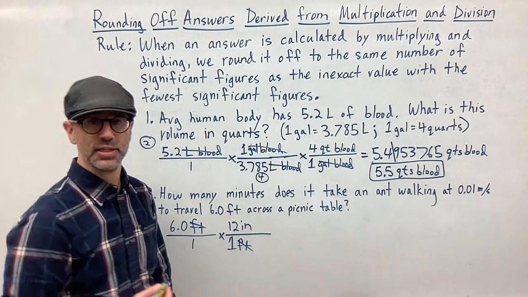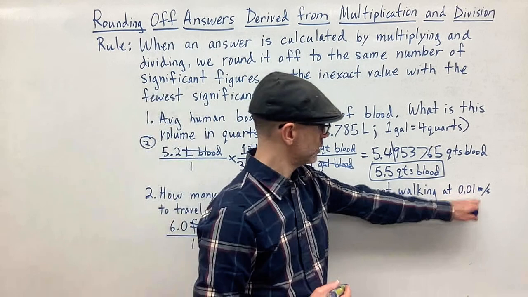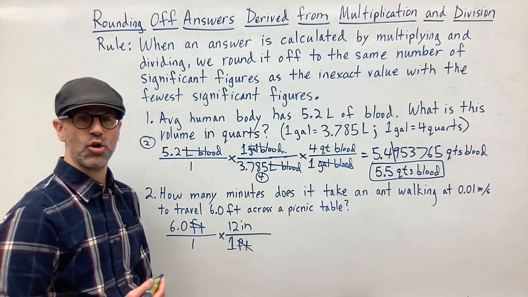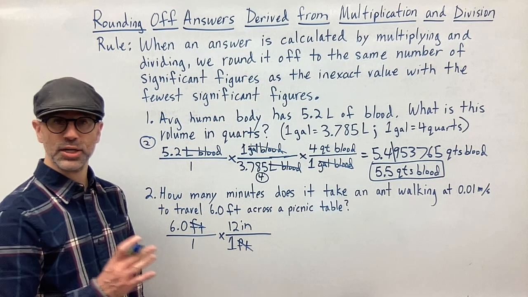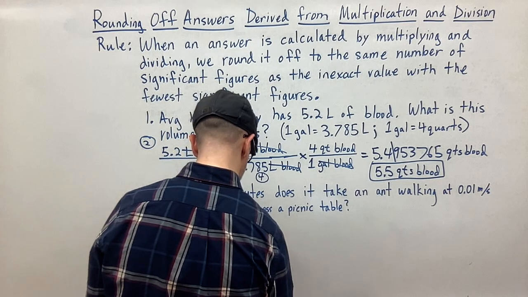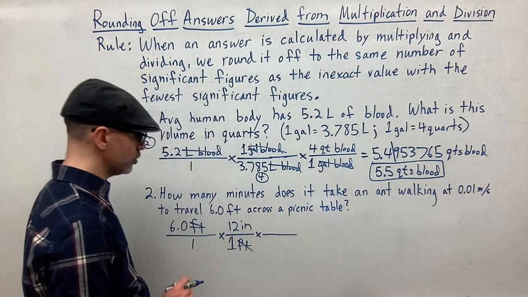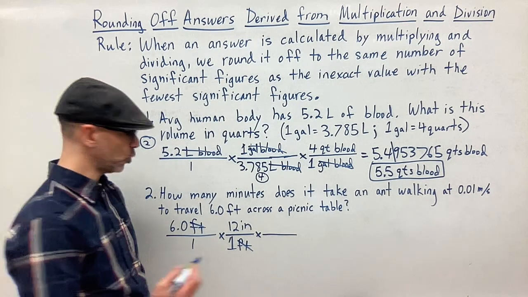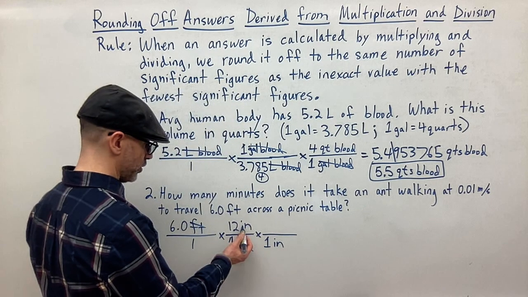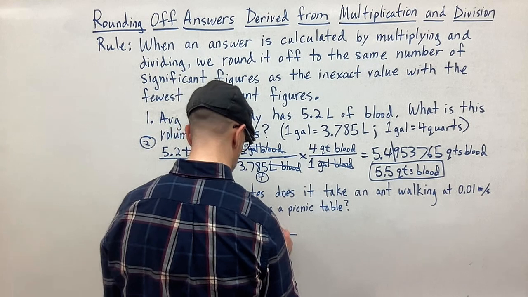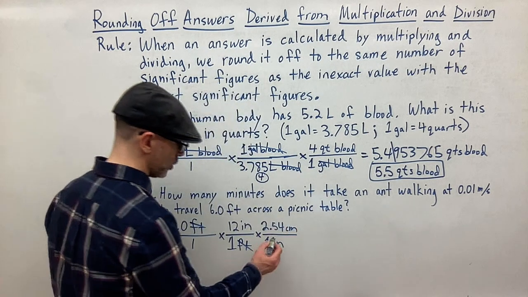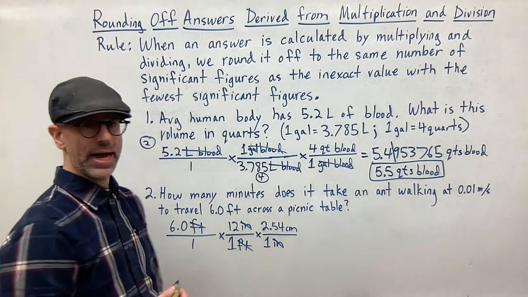Now I have inches. I want to get to meters, so I can do that by first converting to centimeters, since I know what the relationship between centimeters and inches are. And so that's going to be 2.54 centimeters is equal to 1 inch. So I'm going to put 1 inch on the bottom since I have inches on top, and 2.54 centimeters on the top. So inches canceled out. Now I have centimeters.